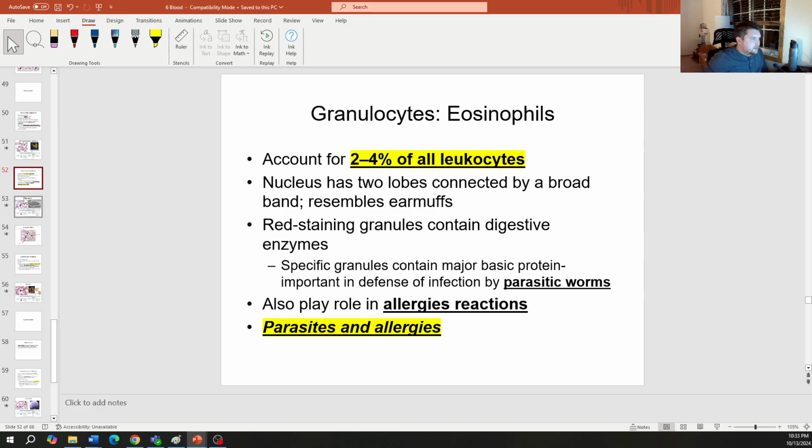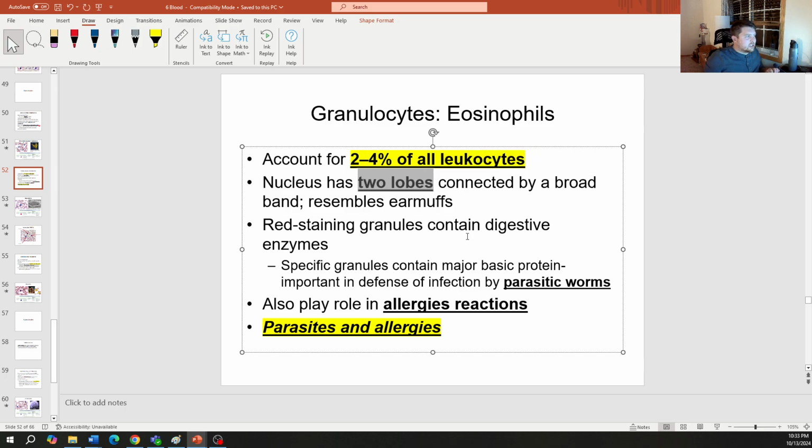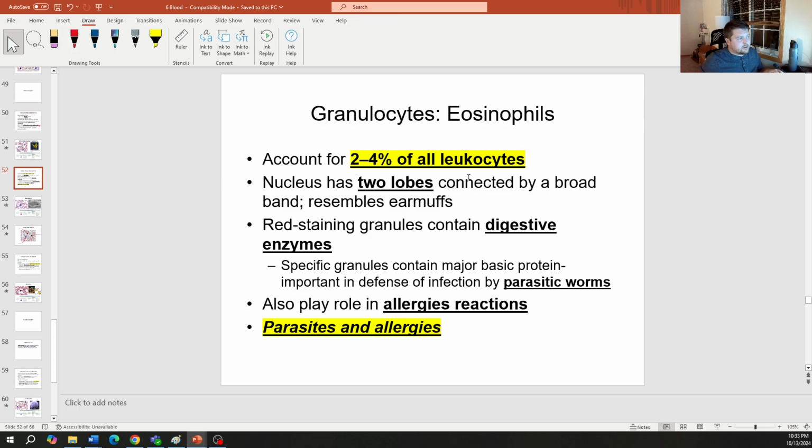Next granulocyte, eosinophils. This is a much lower amount, 2 to 4% of all leukocytes. They have 2 lobes, so they kind of look like earmuffs. And these contain digestive enzymes. Specifically, these do 2 jobs. They deal with parasites and they deal with allergies. That's what we want to remember about eosinophils. 2 lobes. They deal with parasites and allergies. 2 to 4% of all of our leukocytes.